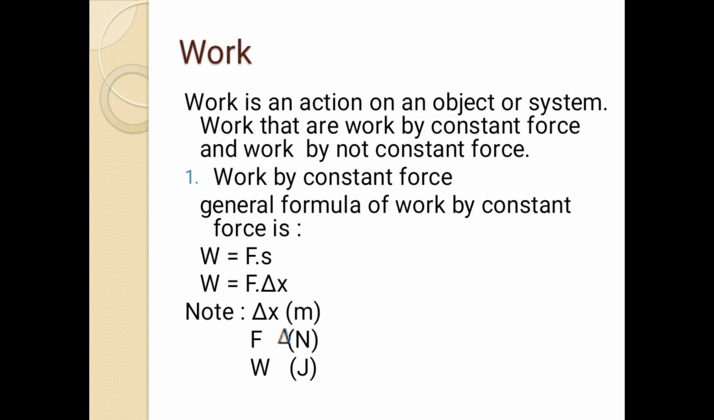The general formula of work by constant force is work equals force times distance, or work equals force times displacement. Note: the SI unit of displacement is meter, the SI unit of force is Newton, and the SI unit of work is joule. Displacement is the final distance minus the initial distance.